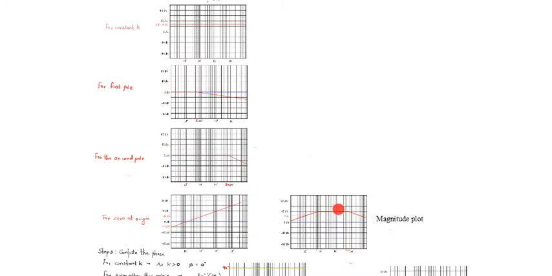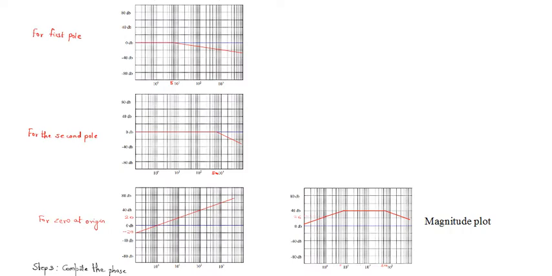So we have understood the complete magnitude spectrum of the system for the given transfer function. But the Bode plot doesn't end here. What the Bode plot further needs is the phase of the system. So let us look at the phase of the system.